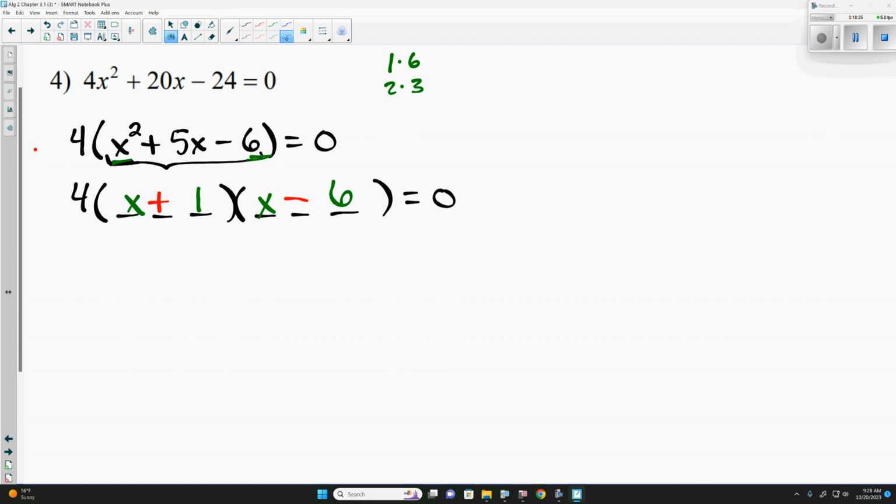6. And then we can check this here. x times negative 6 is negative 6x. 1 times x is plus x. And negative 6x plus x is minus 5x. Is that what we want? We got to flip the signs.